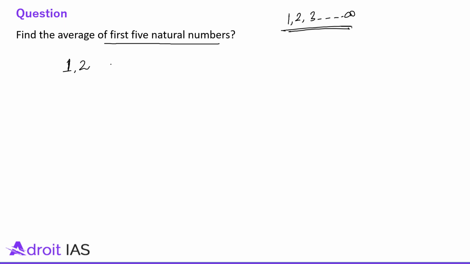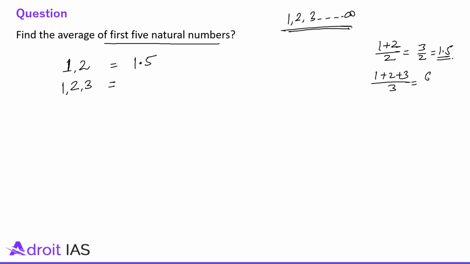What will the average be? 1 plus 2 divided by 2, so this is 3 by 2, that is 1.5. Now if we need to find the average of 1, 2, 3, it will be 1 plus 2 plus 3 divided by 3, which is 6 by 3, that is 2. Just observe, 2 is written here.